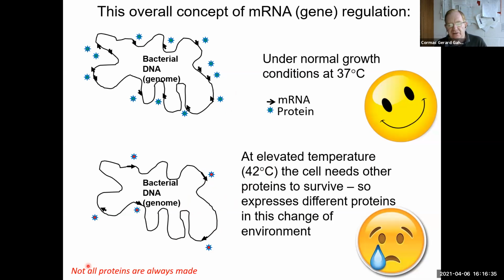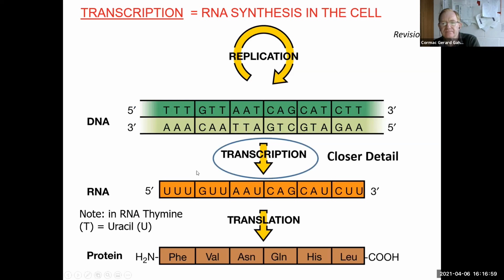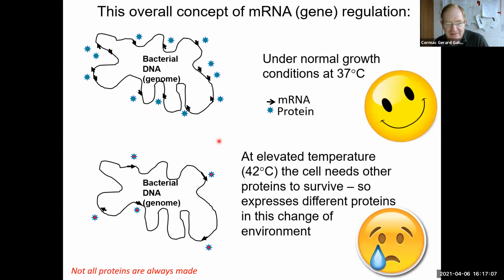And what this will tell you is that not all proteins are always made in the cell. The cell is not always making all proteins in the cell, but it responds to its environment to make certain proteins. And it does this by regulating messenger RNA synthesis in the cell. The process of transcription is regulated. And this ultimately regulates the proteins that are made by the cell. So this is a key slide, really, I think, which really puts out the concept that we're going to be discussing today. Okay.